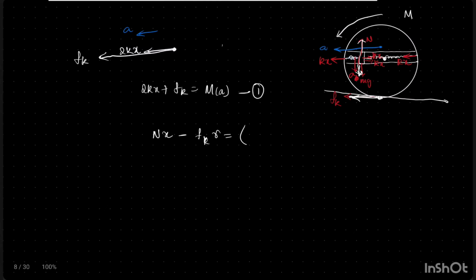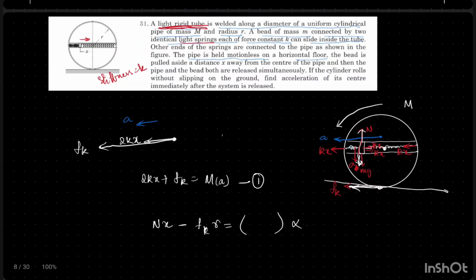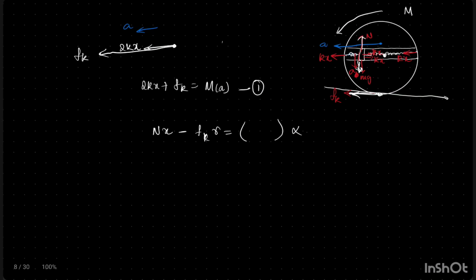Now we need to write the torque. What should we take as the moment of inertia? I am asking you guys the question. We can take alpha as alpha, but what to take? Should we take the combined moment of inertia, or should we only take the moment of inertia of the pipe? Should we include the bead too? The normal force here itself is coming from the bead.